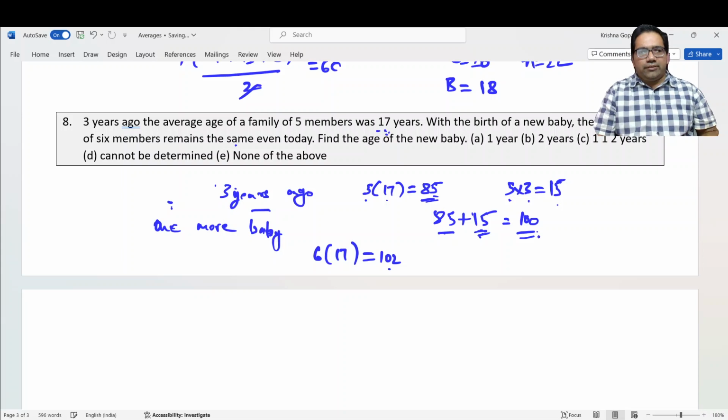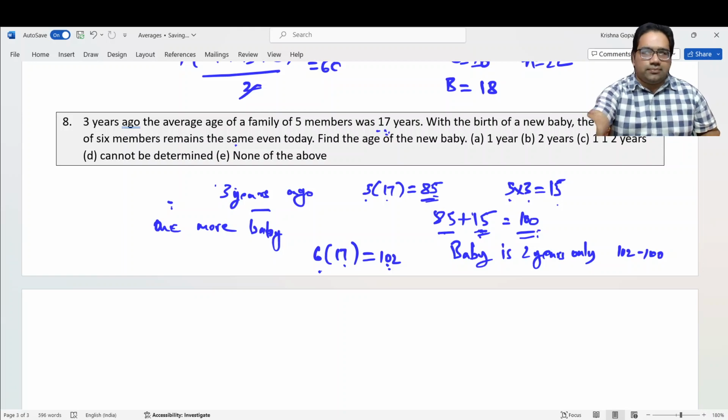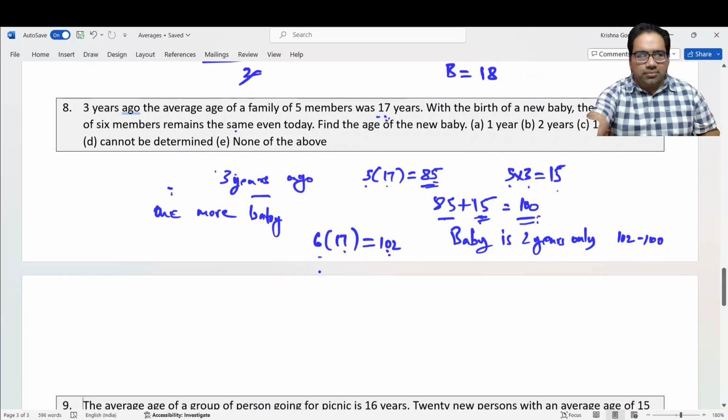These 5 people together have added 15 and made it 100. Now the 6 people have to make it 102. That means the baby is 2 years old, because it is 102 minus 100. The total requirement is 102 for the 6 people, because if they are on an average 17, then 6 into 17 is 102, and that means the baby is 2 years. Right? This is also an easy problem.